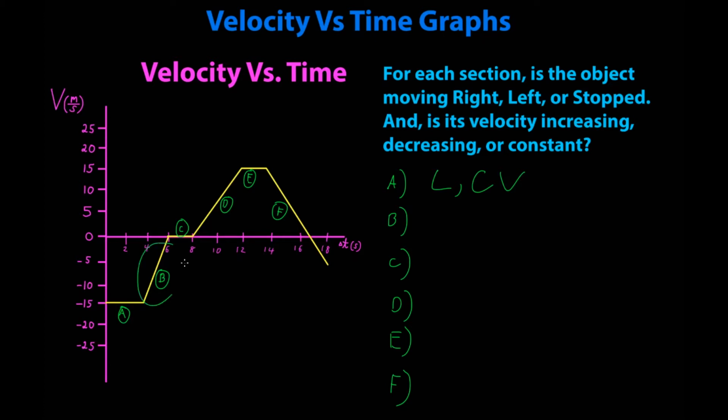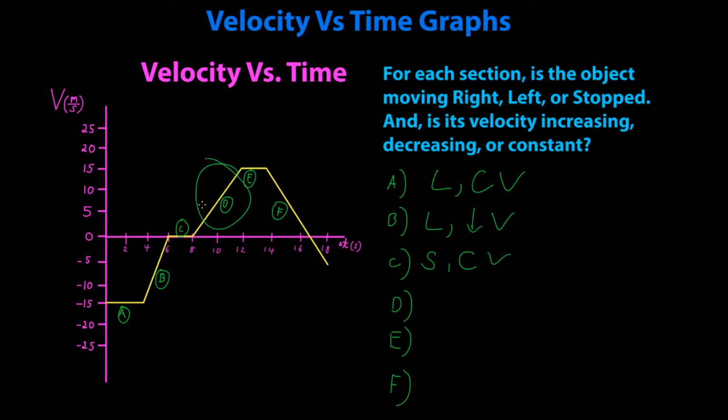B, this data is still in the negative, which means it is still moving to the left, and the data is getting closer to 0. So we have a decrease in velocity. In other words, it is slowing down. At C, we have 0 velocity, so it is stopped, and is staying at 0 velocity, so this is still considered to be a constant velocity.